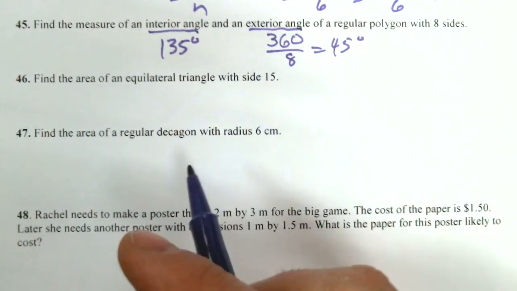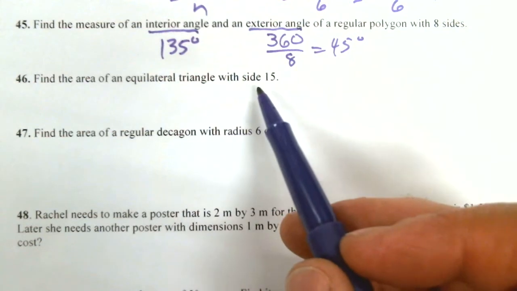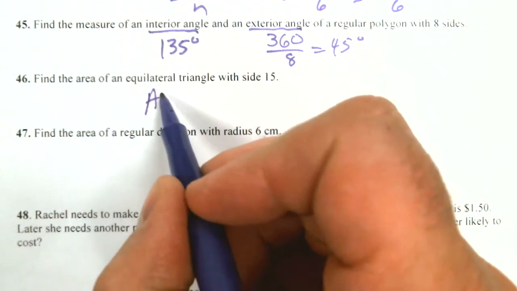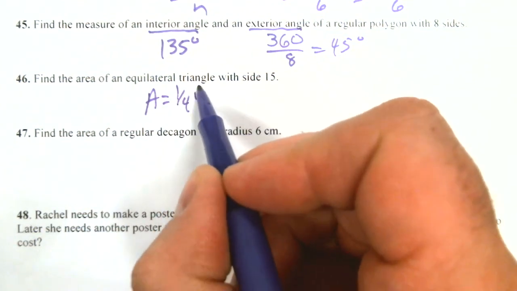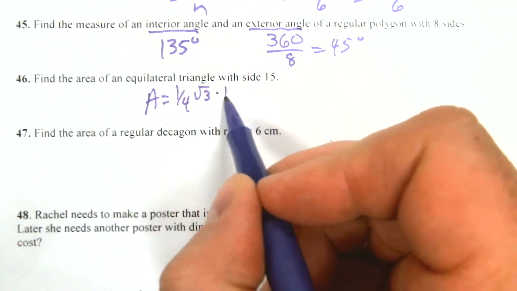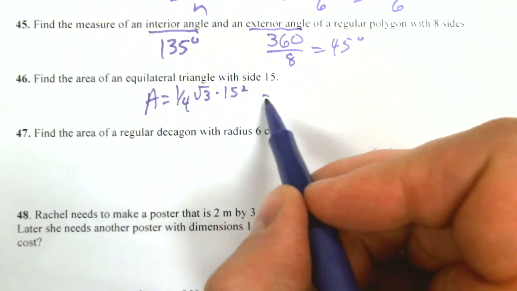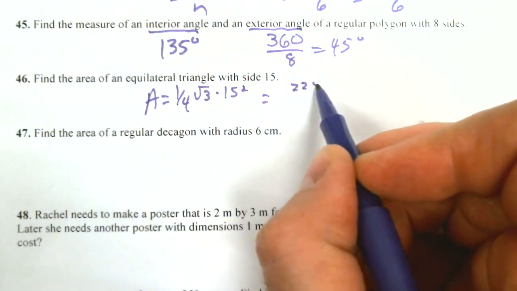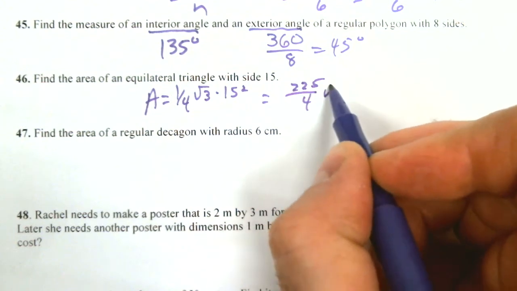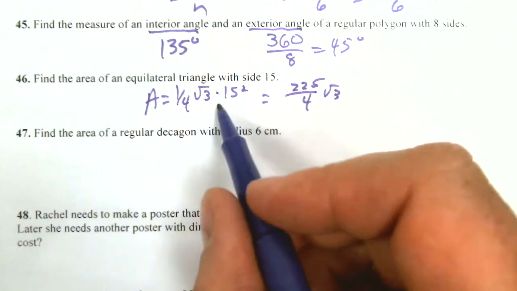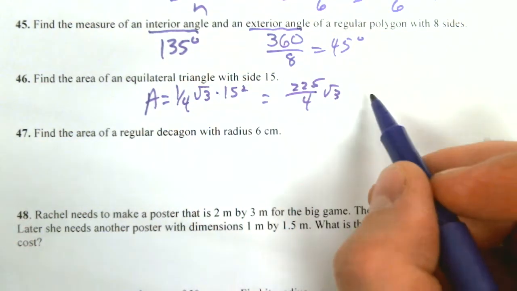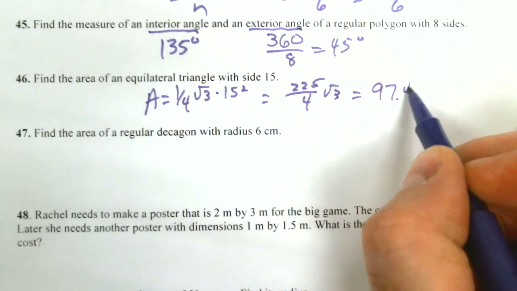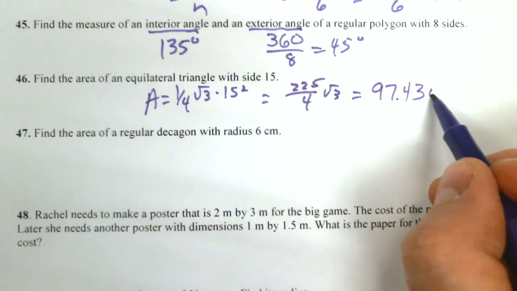For number 46, we're going to find the area of an equilateral triangle with sides 15. Our formula for that is area equals 1/4 the square root of 3 times 15 squared. Simplifying that down, I get 225 over 4 times the square root of 3. 15 squared is 225. If I simplify that down on my calculator, I come up with 97.43 units squared.